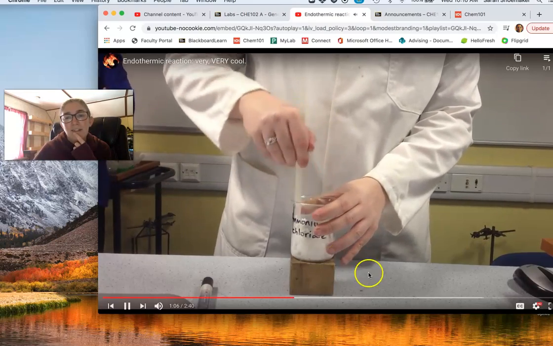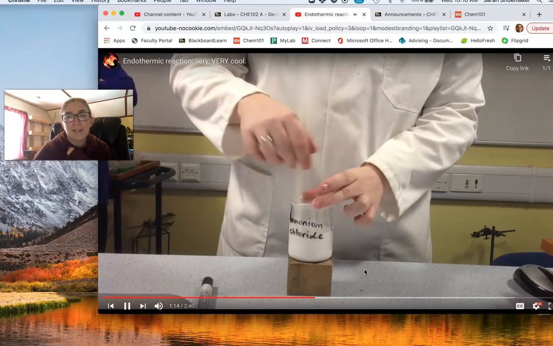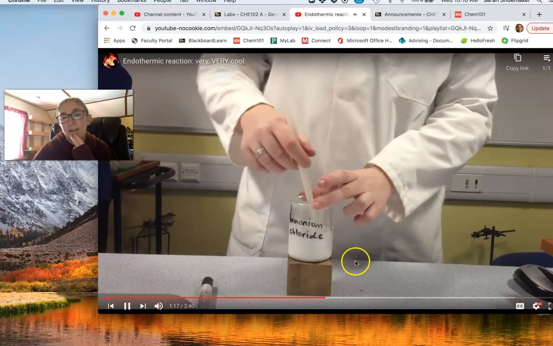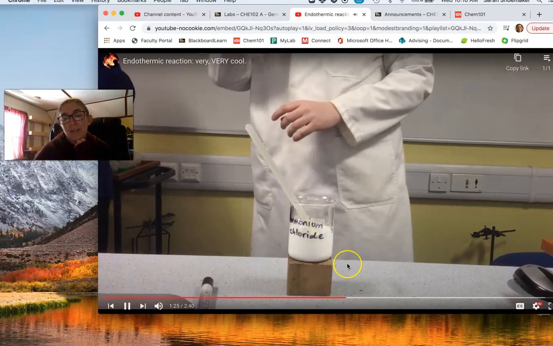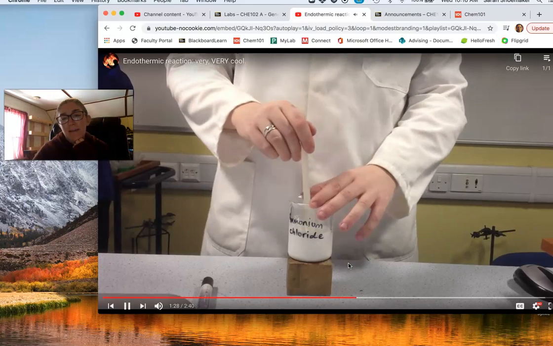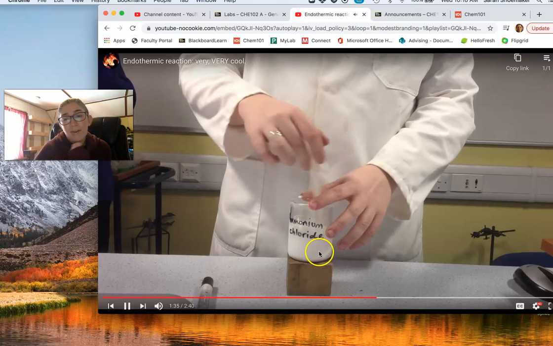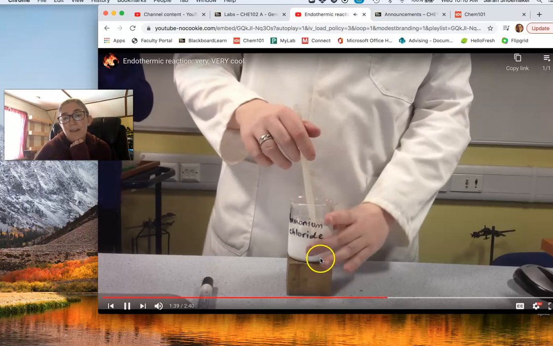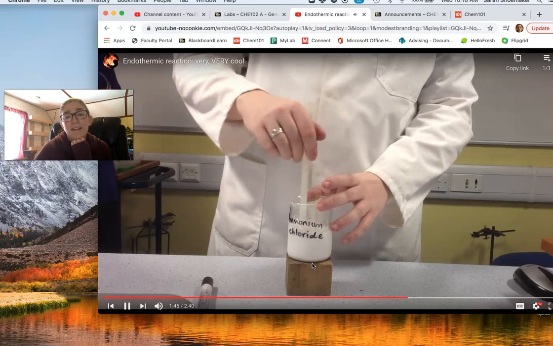And you can see it kind of changed consistency. It looks a little bit wet, and that's because one of the salts is a hydrate, so it does actually have water. And so water is actually forming in this reaction between these two substances. And this reaction is absorbing heat. It's an endothermic reaction. It's absorbing heat from the environment, and it's going to be absorbing it from the water that it's sitting on top of.